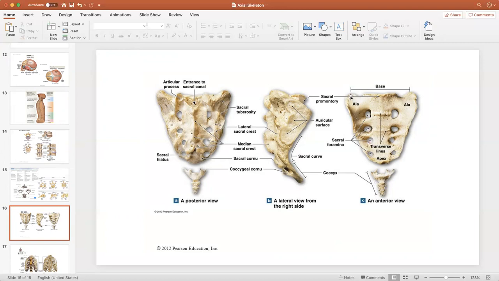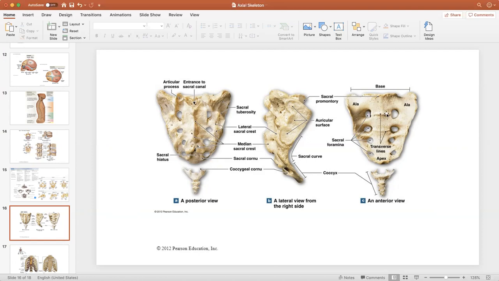Okay, with the sacrum, we have the sacral base at the top. We have the sacral promontory. This is where the vertebral body, the intervertebral disc, sits on top here. And on the posterior side, we can see the articular processes that meet the L5 vertebra here. On the front, we have the ala. Ala is like wing, so we have the wings on the front. And then we can see the holes here, the sacral foramina.